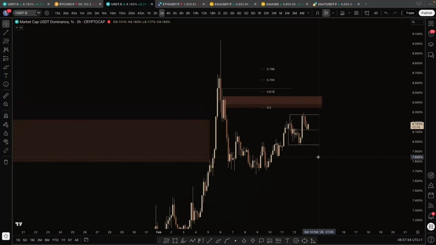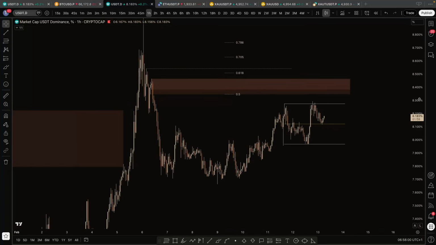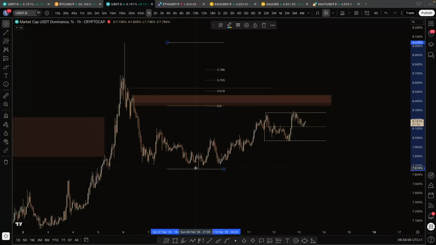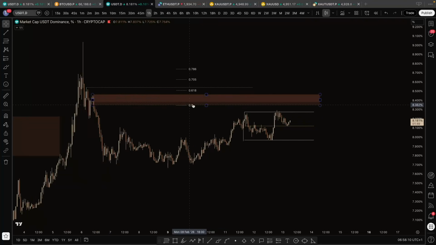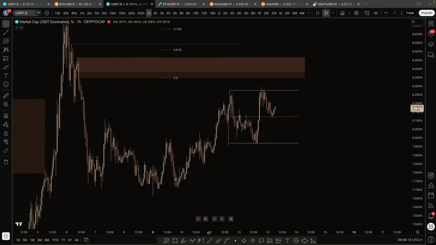Let's do USDT first because that's a bit more clear. You have a very clear supply POI above us that's aligned with the 0.5. In USDT, you draw your Fib level from here till here. There you can see your Fibonacci levels, so you have the 0.5 aligning with the supply above you. That's very nice. Let's see what structure is saying.